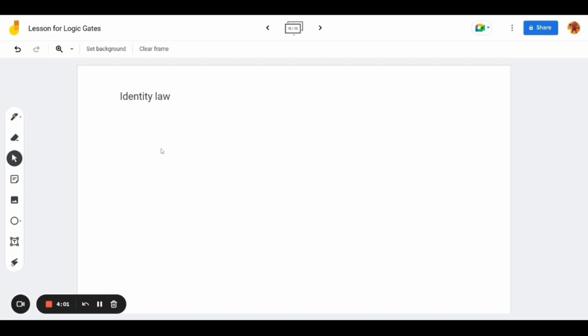Here's what I mean: A plus one equals one, because one plus one equals one. That's why, as I've already explained in the OR gate.